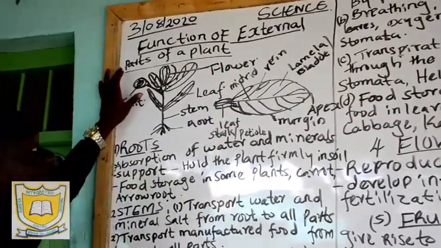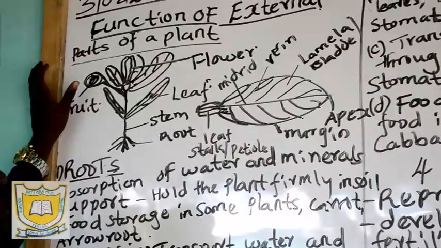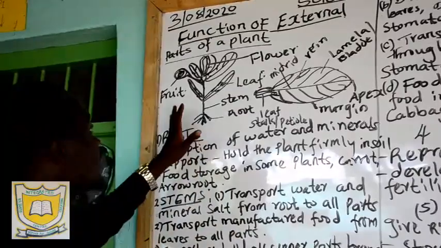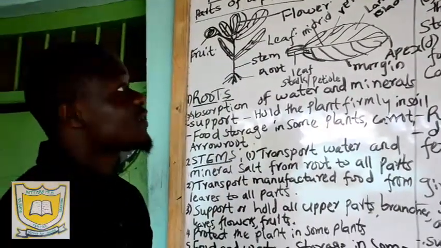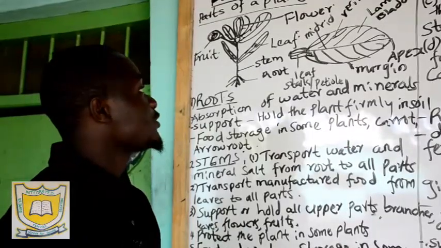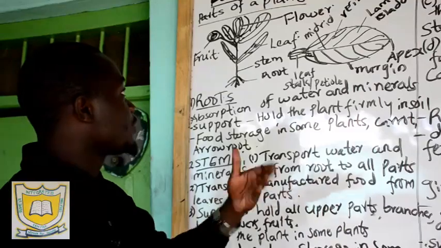Last time we were talking about the parts of a plant, that is the external parts of the plant, and I was introducing them. Now we are going to discuss the functions of those external parts of the plant, their deeper functions, how they work, and how they help in the growth of the plant.